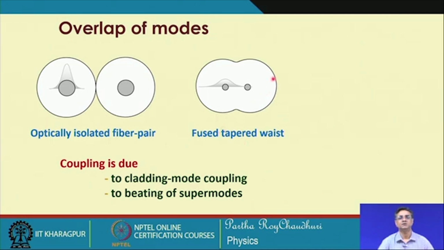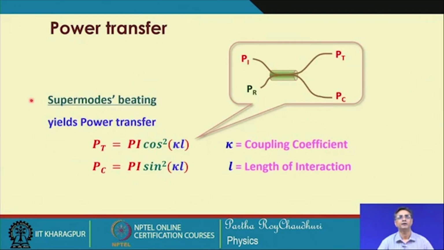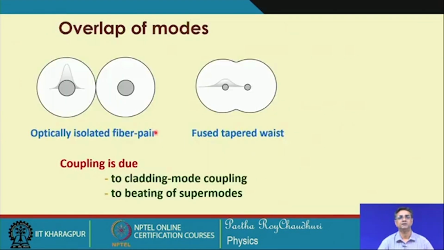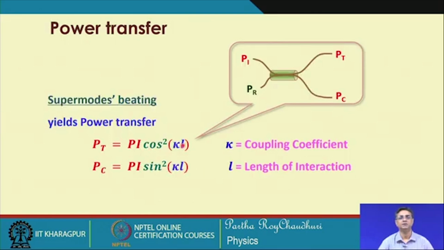Now, this is not an evanescent coupling, but a cladding mode coupling, because it is the light within the common cladding. We can again apply the supermode beating structure which we used for the planar dielectric directional coupler, the same principle.